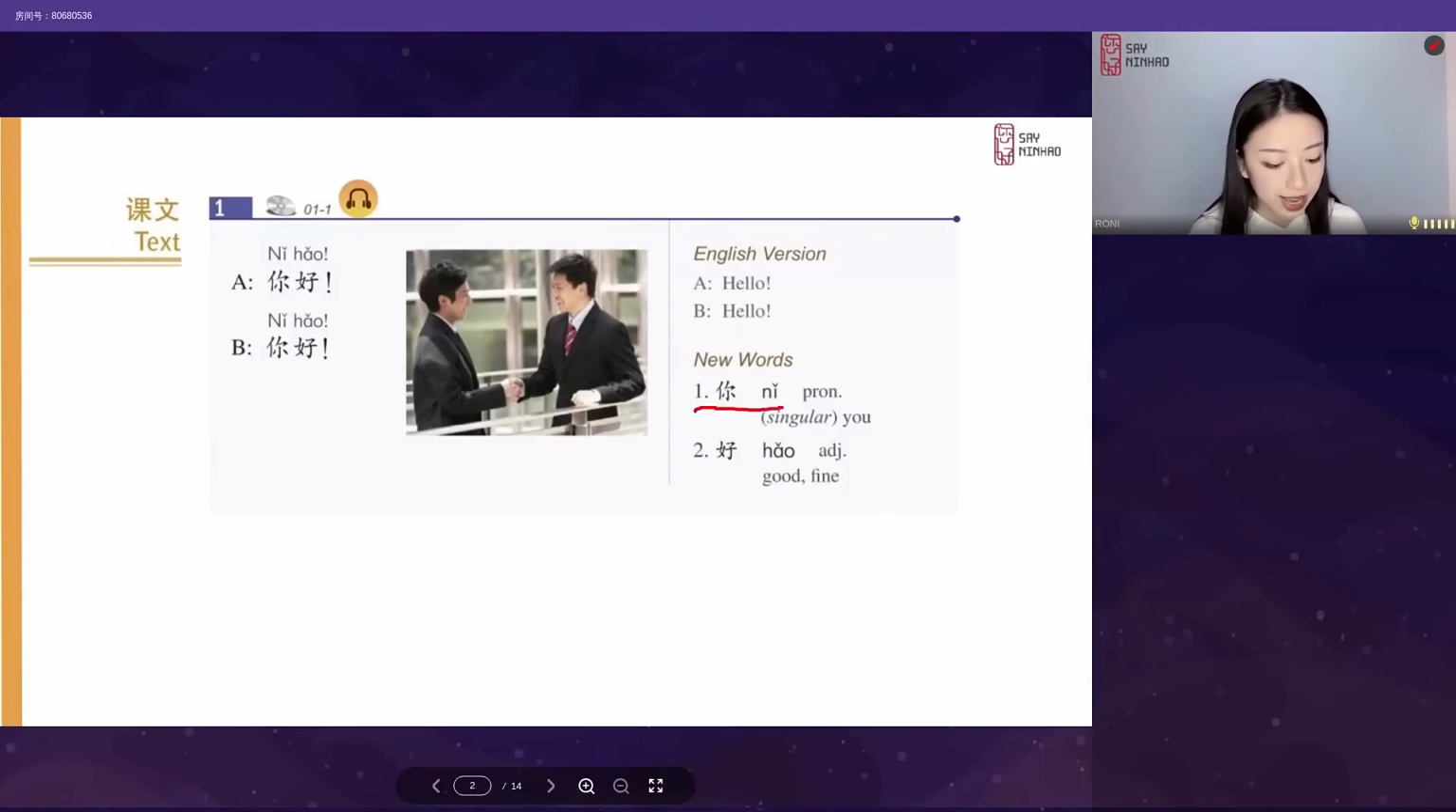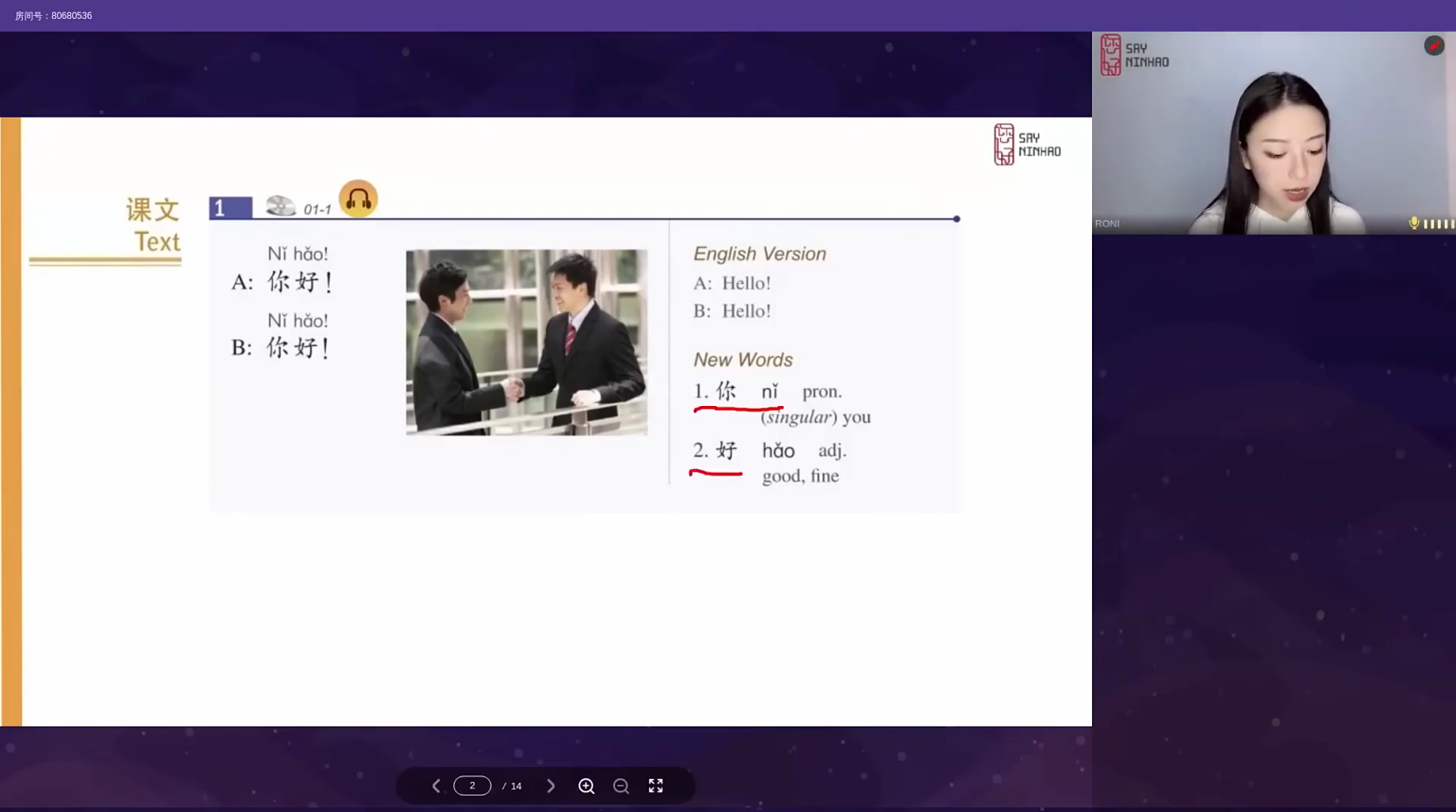First one is 你, a third tone. The initial is n, the final is i, and the tone is third tone. 你 is a pronoun which means you, and it is a singular one, which means you are only one person, singular you. Okay, 你, read after me please. 你. This is you, but the singular one.